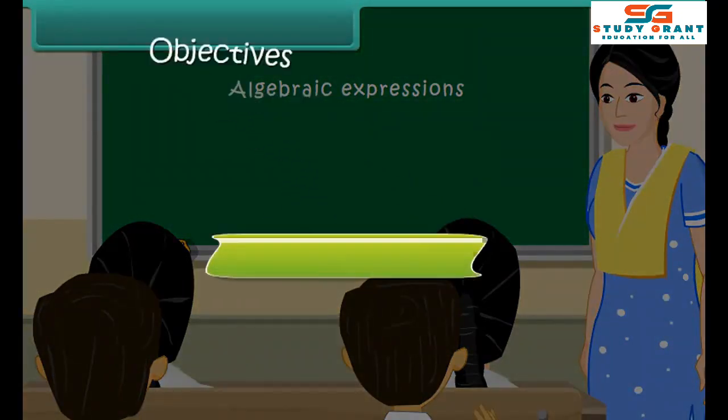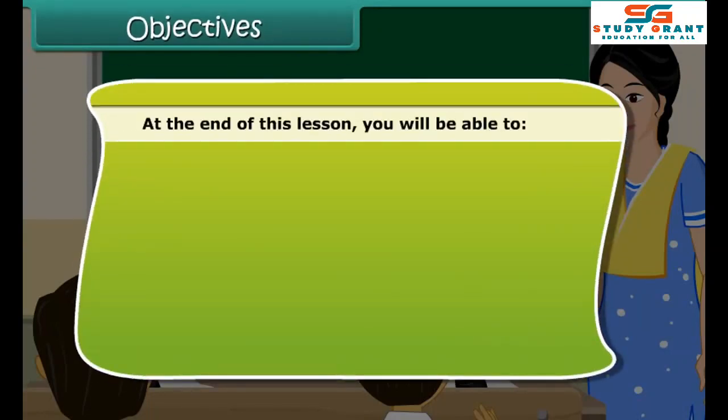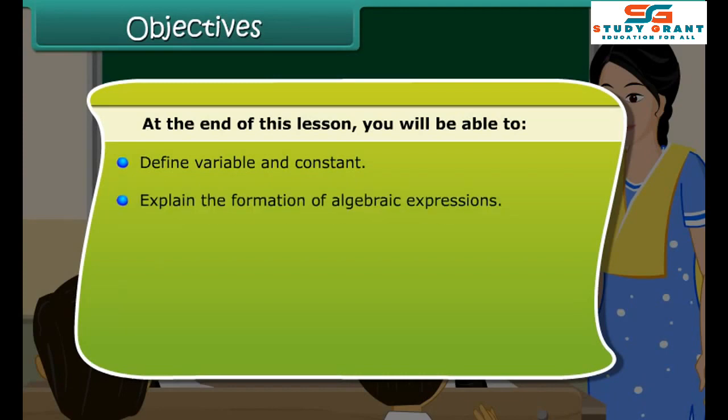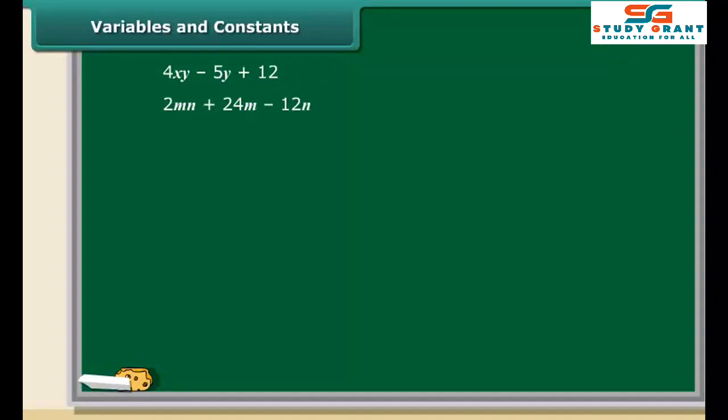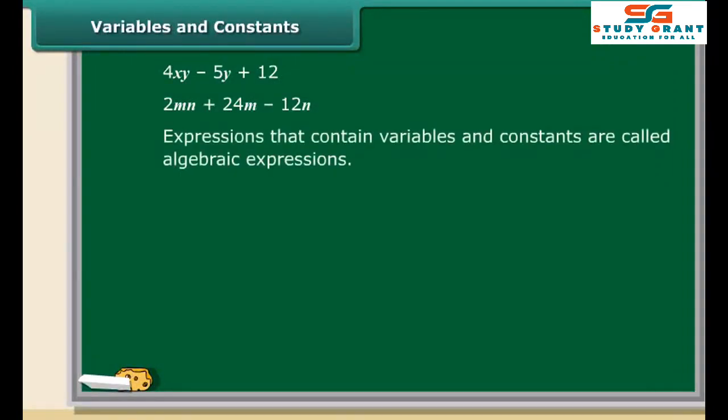Objectives. At the end of this lesson, you will be able to define variable and constant, explain the formation of algebraic expressions, identify factors and coefficients of a term, discuss addition and subtraction of algebraic expressions, and find the value of an expression. Expressions that contain variables and constants are called algebraic expressions.